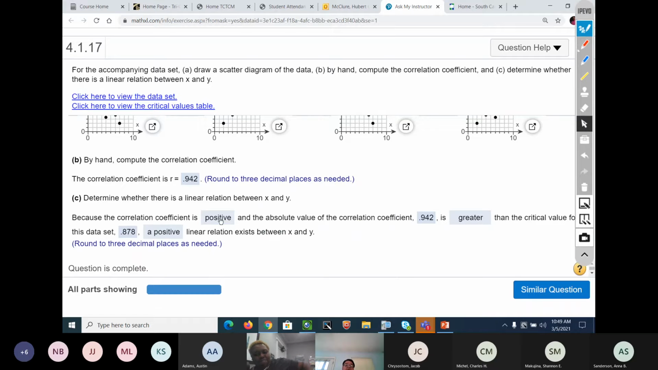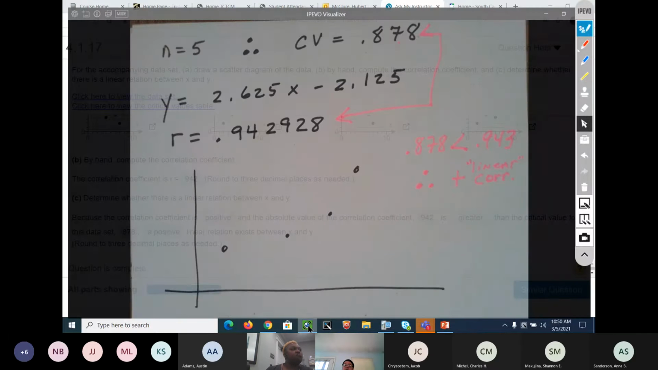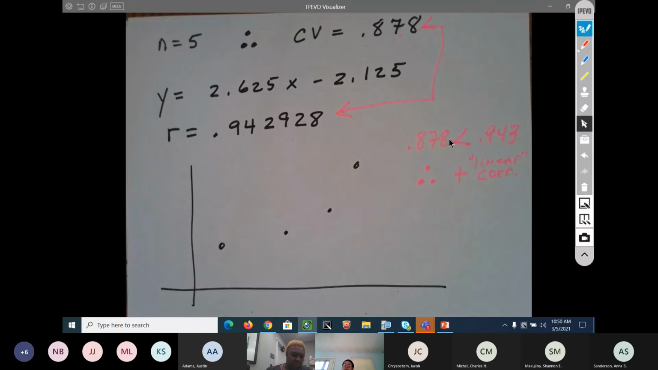But the positive, that's positive. This is going to be the same number as that. Greater or less than, depending on how you compare them, which we did right here. Right there.